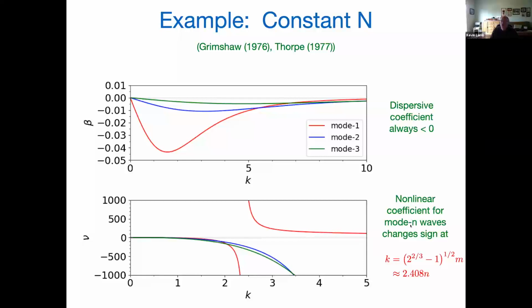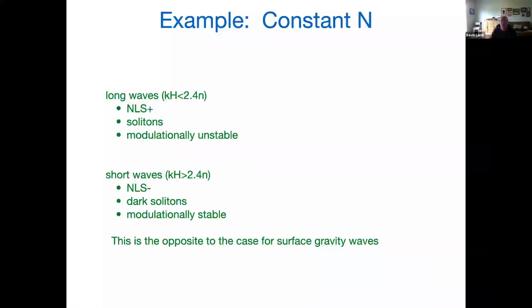The nonlinear coefficient for mode n waves changes sign at a particular value of k. For small values of k, it's negative. Then when k passes this threshold, which is proportional to the mode number n, nu changes sign. So I've got NLS plus for long waves and NLS minus for short waves. NLS plus for long waves gives you solitons and modulational instability, whereas short waves are modulationally stable. So very different, and this is completely the opposite of the case for surface gravity waves.